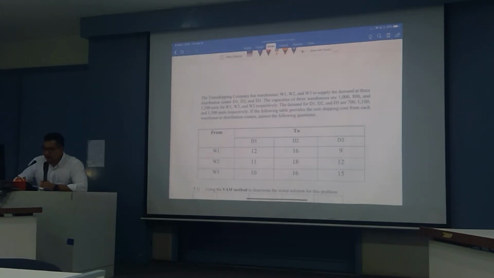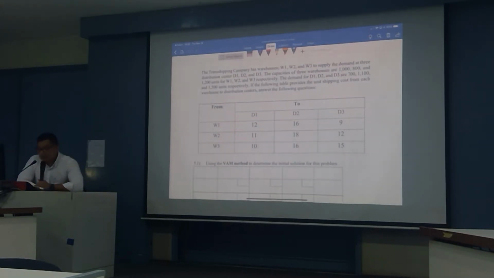Okay, so we start with this example. We have a transshipping company with 3 warehouses, W1, W2, and W3, supplying demand for 3 distribution centers, D1, D2, and D3. The capacities for these 3 warehouses are 1,000, 800, and 1,200 units for W1, W2, and W3 respectively. The demand for D1, D2, and D3 are 700, 1,100, and 1,500 units. The following table provides the shipping cost from each warehouse to the distribution centers. Answer the following questions.